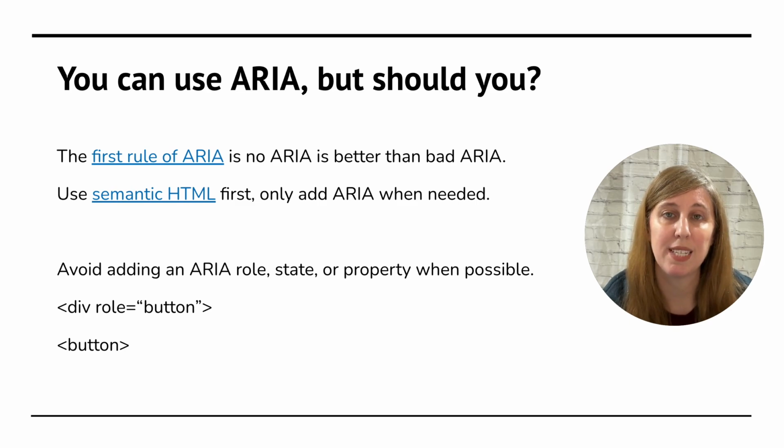The most common example here is div role button. In this case, you're going to have to add a whole bunch of JavaScript to do all the normal button handling that would be taken care of by the browser for you. Instead, you should use the HTML5 element, just a simple button tag. This saves you so much work and so much testing. The rule is to avoid adding ARIA role, state, or property unless you actually need to.